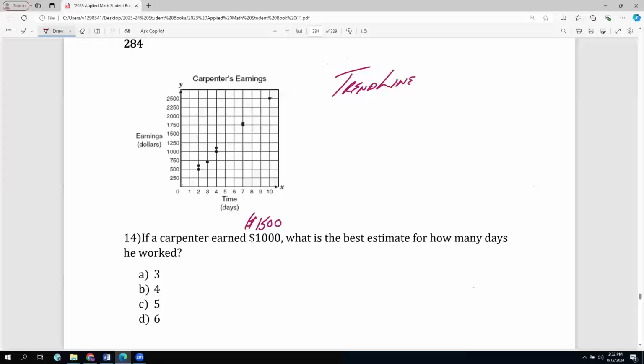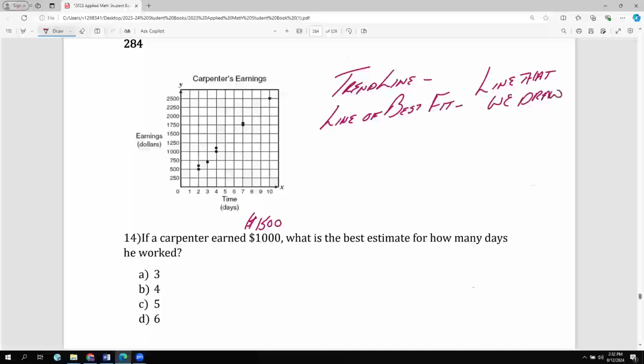On the test, they might even have this word as another word called the line of best fit. So again, this is going to be a line that we draw on the graph.